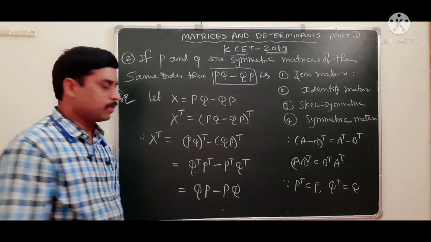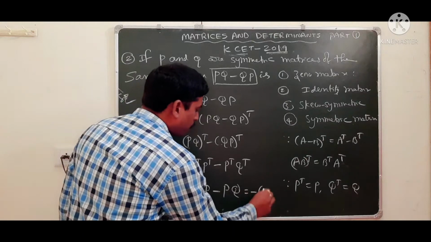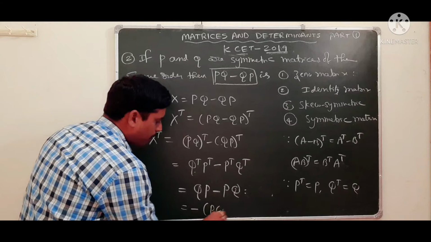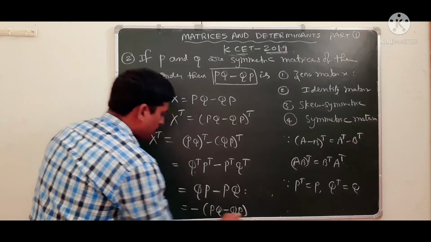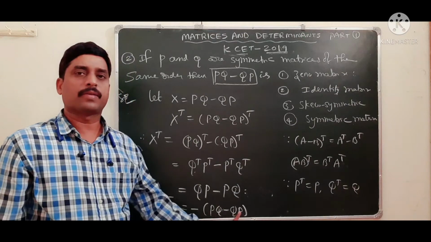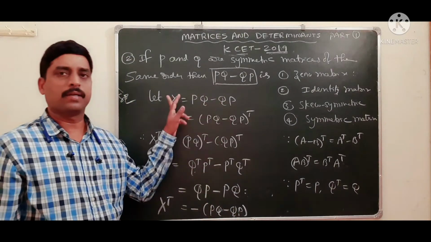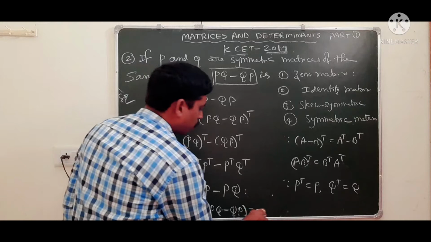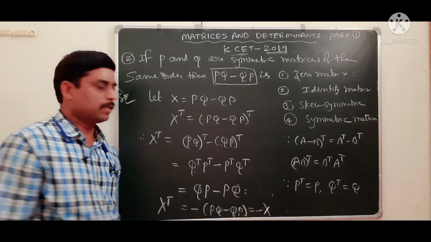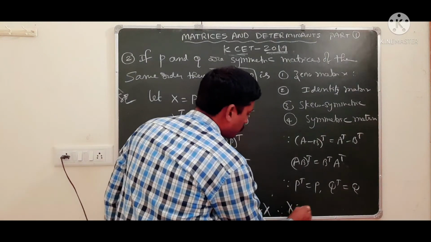Now Q transpose is Q and P transpose is P. So let us take minus 1 out common. So minus of (PQ minus QP). This is X transpose. So minus of (PQ minus QP), and PQ minus QP is nothing but X. This is equal to minus X. So X transpose is equal to minus X, we got it. Therefore X is a skew symmetric matrix.